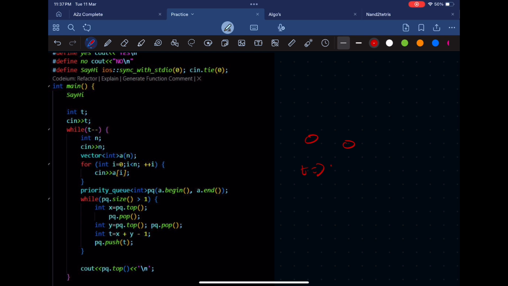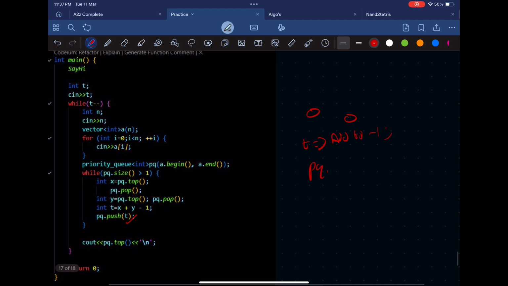After we add both values, we decrement by 1, and we push that back inside the priority queue once again. Similarly, while the size is greater than 1, we will be doing this repeatedly. At the end, we will be returning whatever element we have remaining in the priority queue at the last moment.